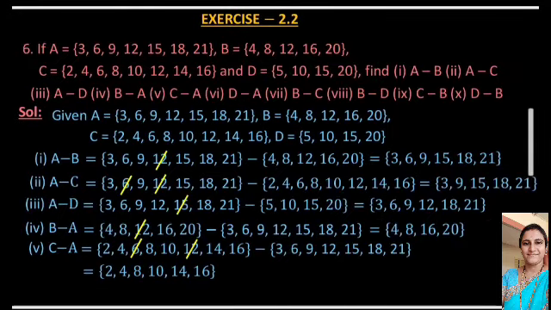Sixth question. If A is equal to the set of 3, 6, 9, 12, 15, 18, 21, B is equal to the set of 4, 8, 12, 16, 20, C is equal to the set of 2, 4, 6, 8, 10, 12, 14, 16, and D is equal to the set of 5, 10, 15, 20.